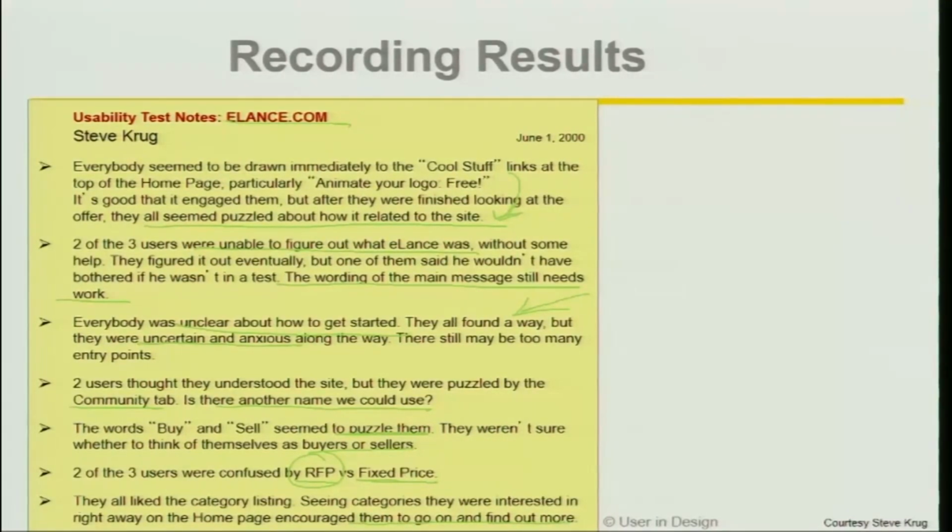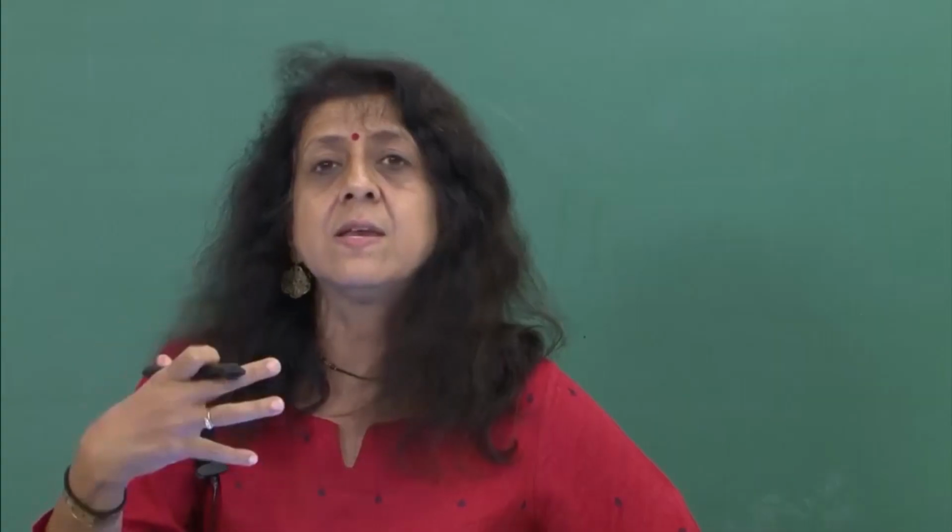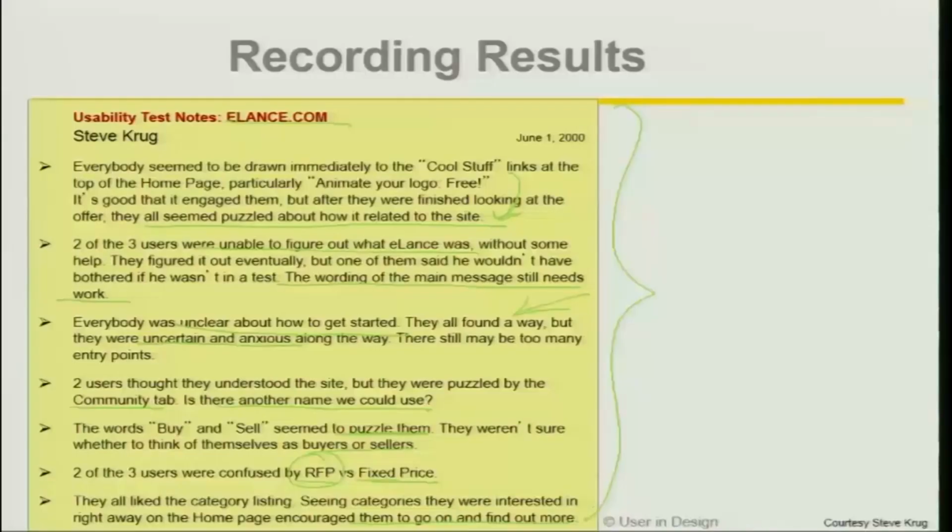So you can see that in the process of writing up this one page, which you would have done in a quick debriefing as a team at the end of it, you have found out so many things that you can improve. So if Elance were now to revise their design and move on to the next revision, there's so many things that have been identified by the user that you have captured. If you did not do this right after the test, a lot of these small things would have gotten lost. You would have missed them later.